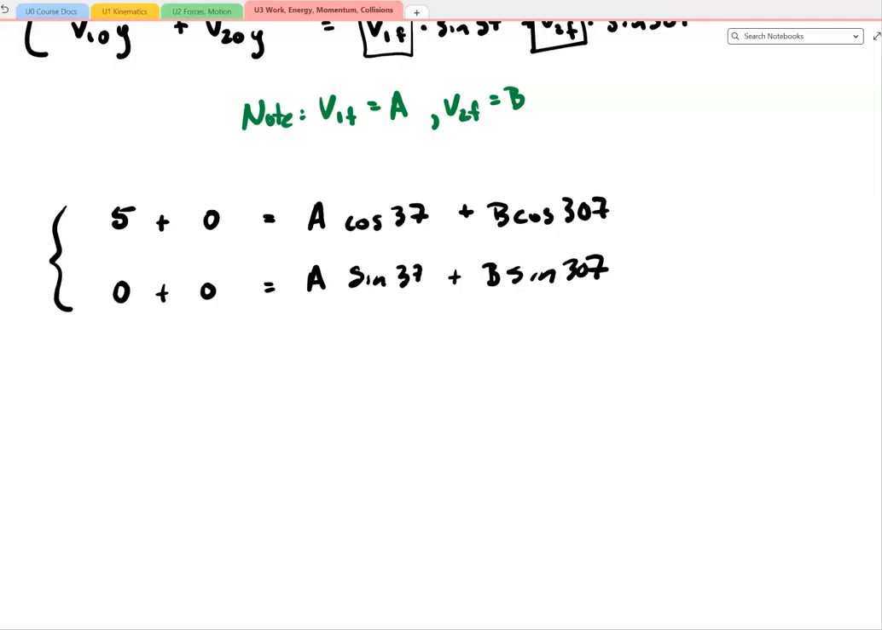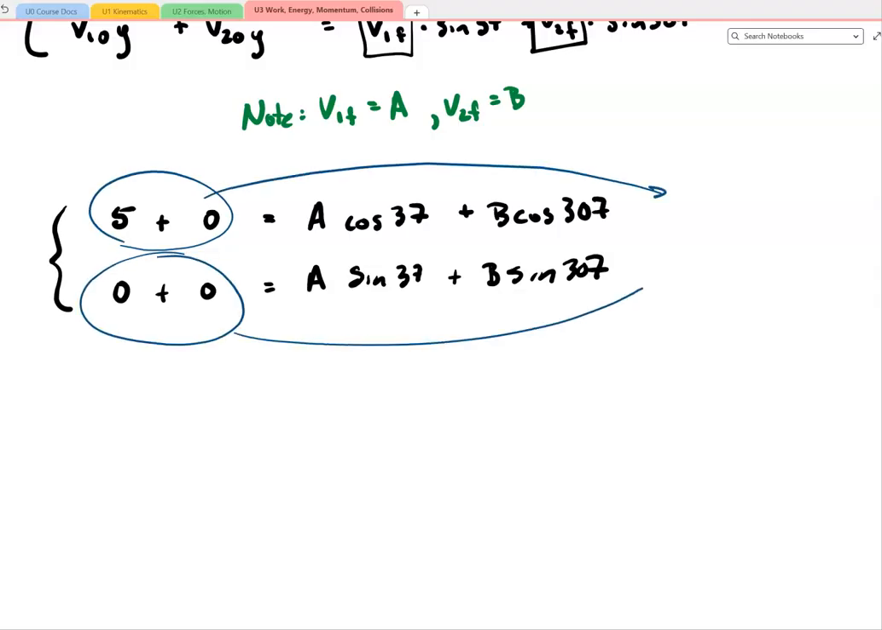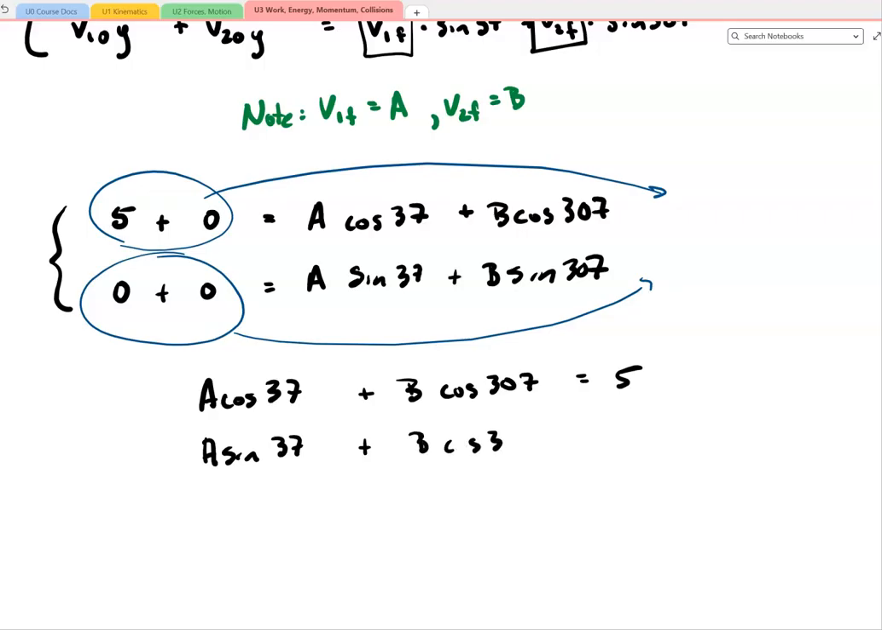But one thing that we have to recall is that if we are going to use our calculator and the matrix menus inside it, we do want our solutions on the right side of this expression. So I'm going to do that now. And we'll just go ahead and report that A cosine 37 plus B cosine 307 is equal to 5, and A sine 37 plus B sine 307 would be equal to 0.